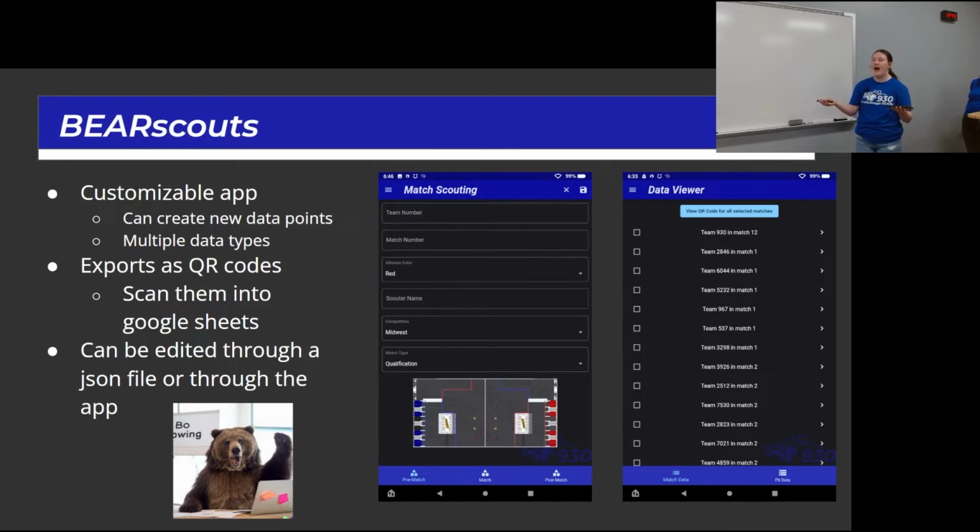Essentially, how it works is a scouter scouts the match. They save it up in that top right corner, and then it saves it to here, and you can click on those little arrows right there, and it will pull up a QR code that we can scan, and then we scan it into our database. It's super simple. We love it. We use QR codes, and it's super simple to edit too.